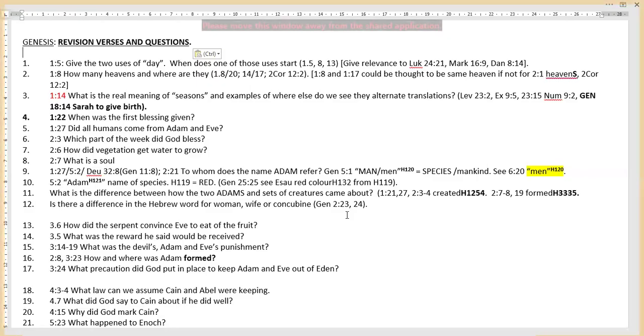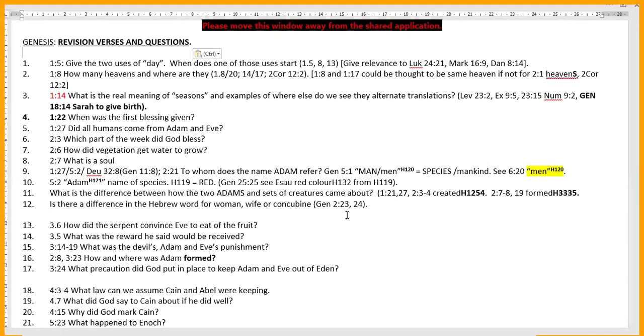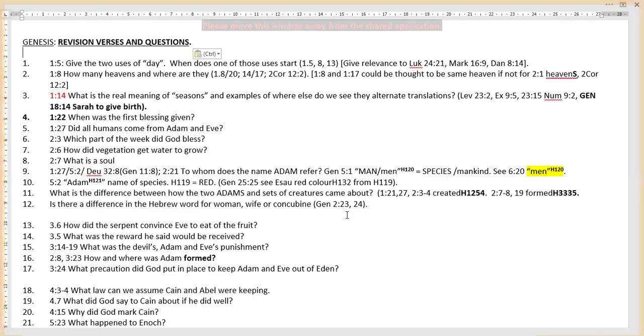The verses where you will find the answers to the questions are in the left-hand column. You see there. So, first question: give the two uses of the word day. When does one of those uses start? And give the relevance to Luke chapter 24, verse 21, and Mark chapter 16, verse 9, and Daniel chapter 8, verse 14. So the answer is this in Genesis chapter 1, verse 5.